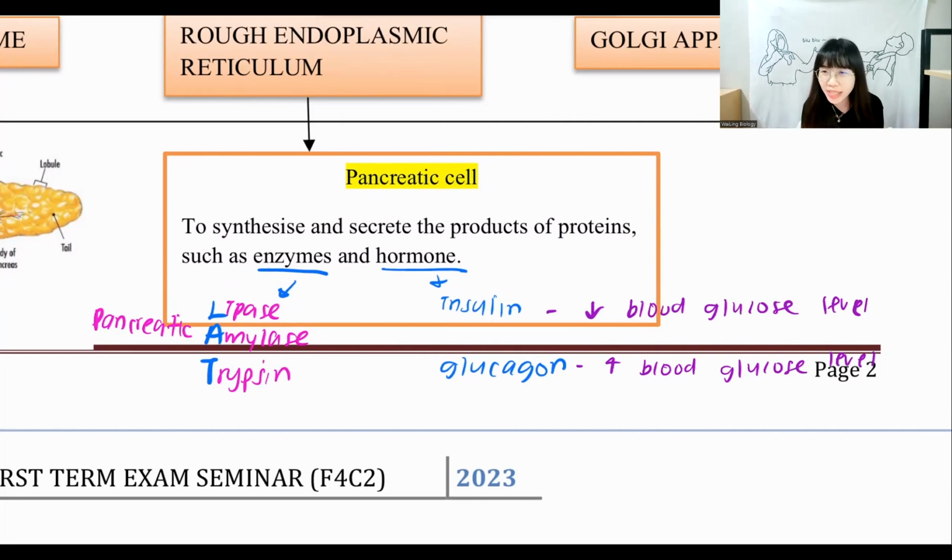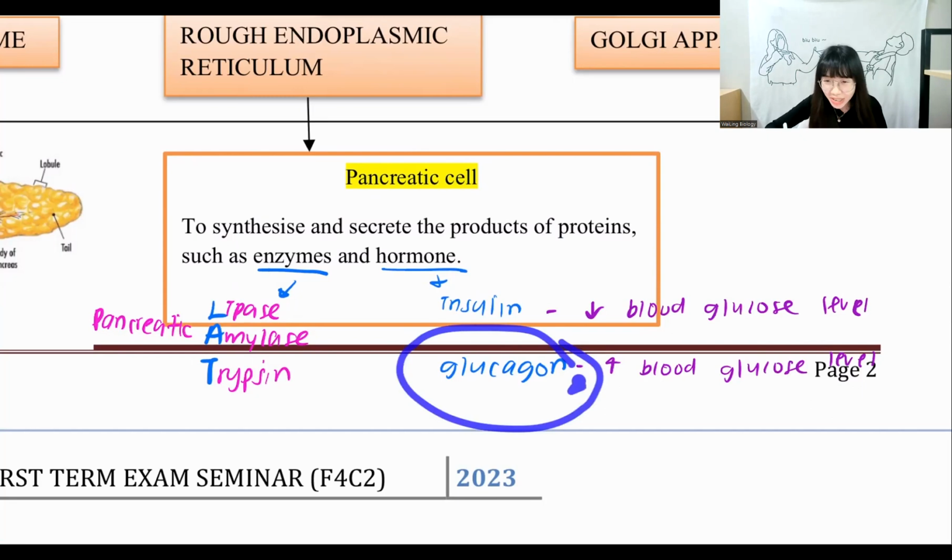Have you guys experienced a situation where you feel very hungry, but after a while you are no longer hungry? Have you experienced that situation before? At first, you're very hungry, but maybe 1 hour later, you feel like, oh, it's okay, maybe not so hungry anymore. It's because your body produces glucagon for you.